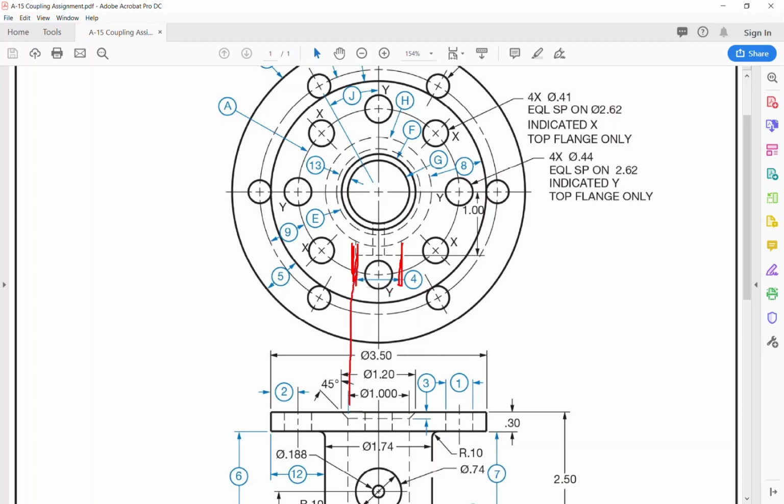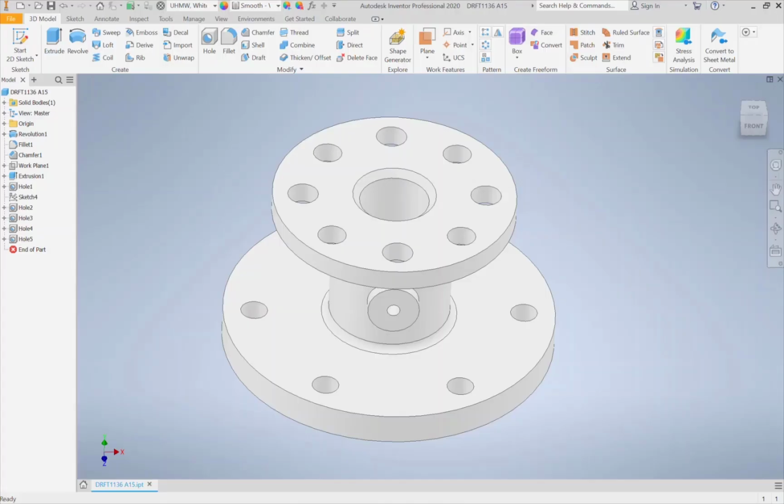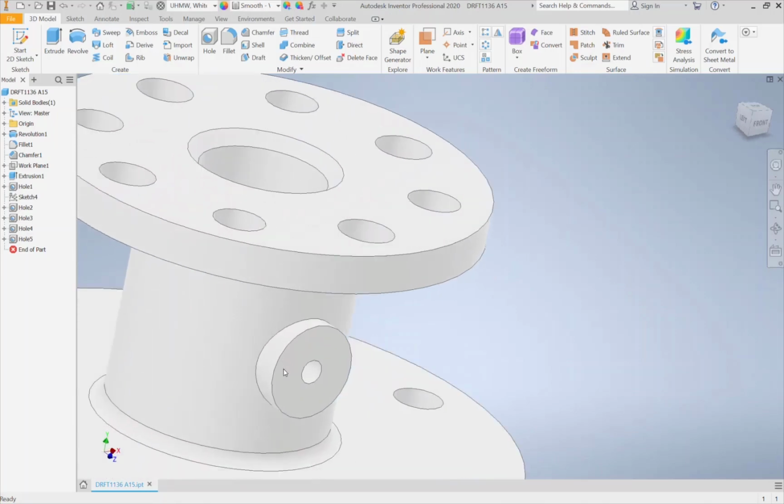If we use our ruler and we go down to this feature, the diameter is 0.74. So number 4 is 0.74. Let me show you on the Inventor diagram. There it is there. This is what the boss is.